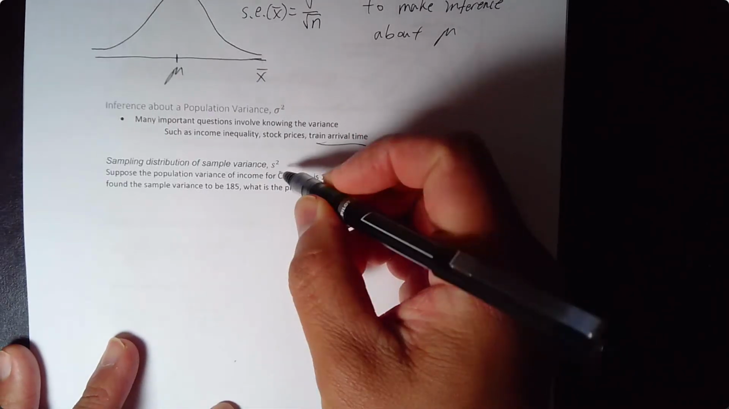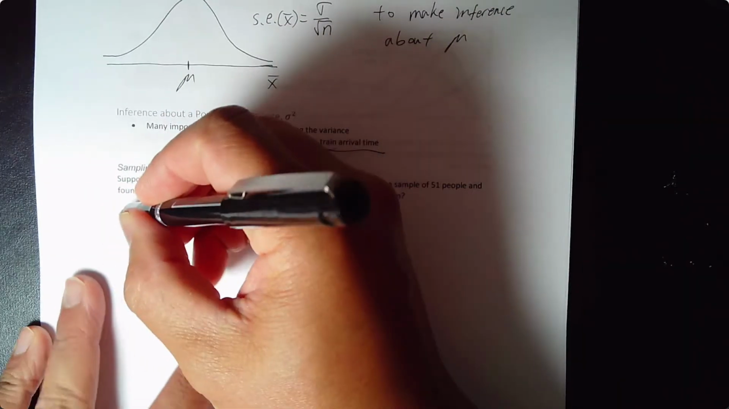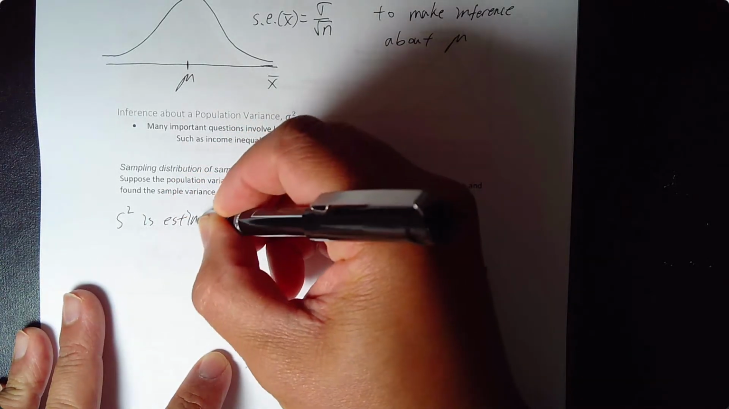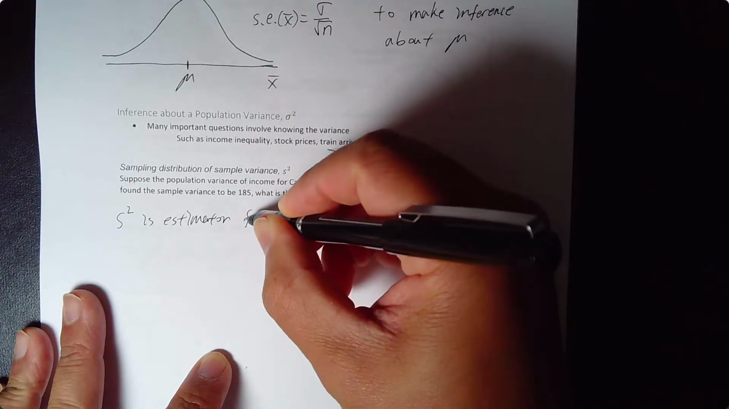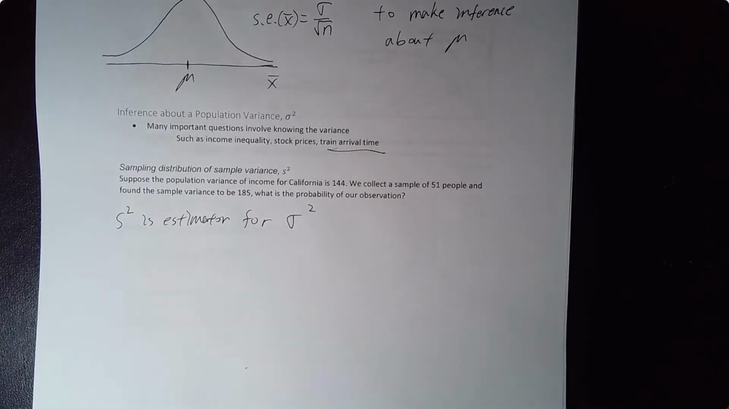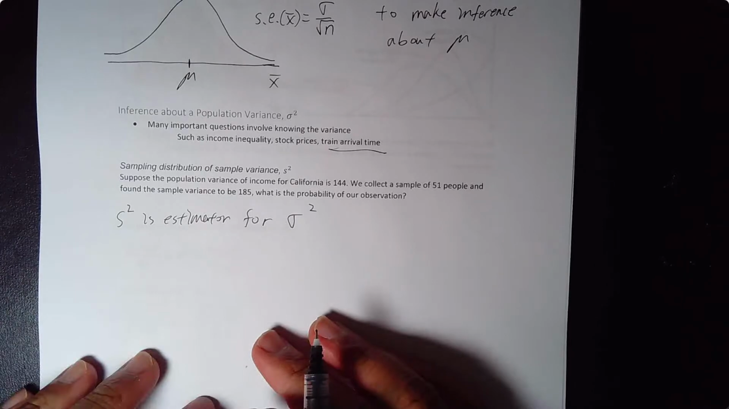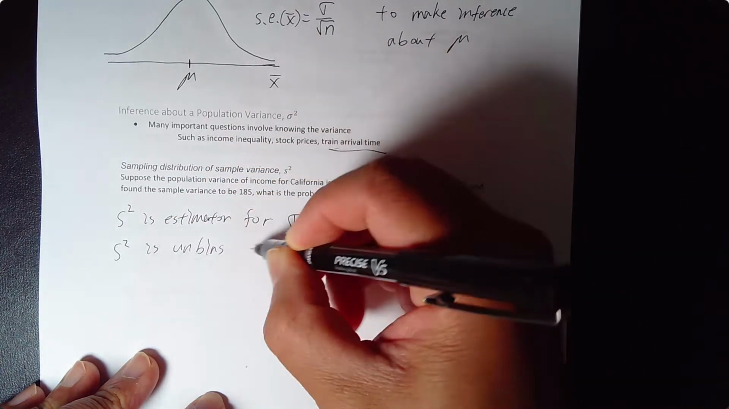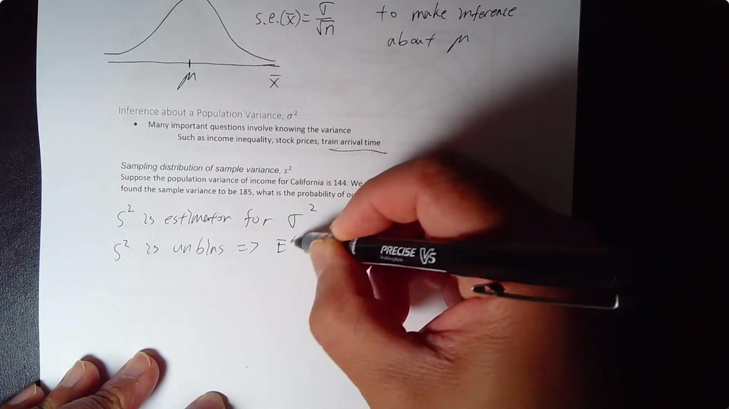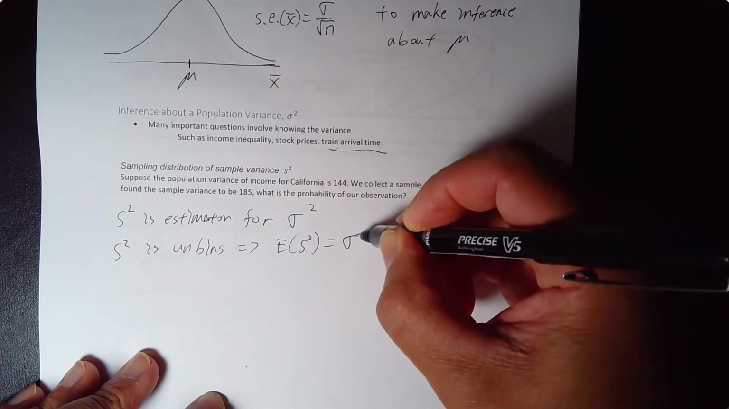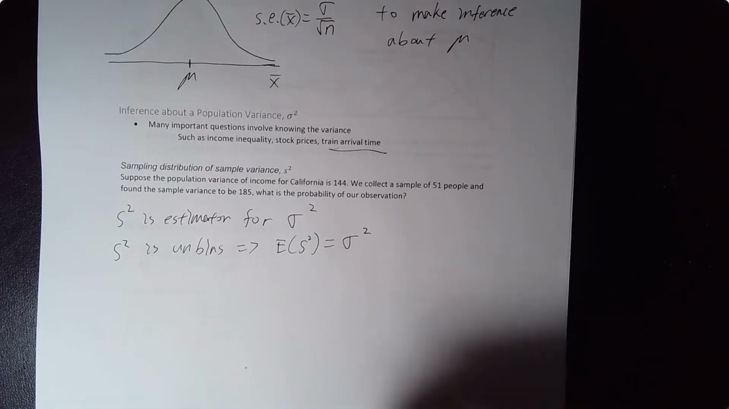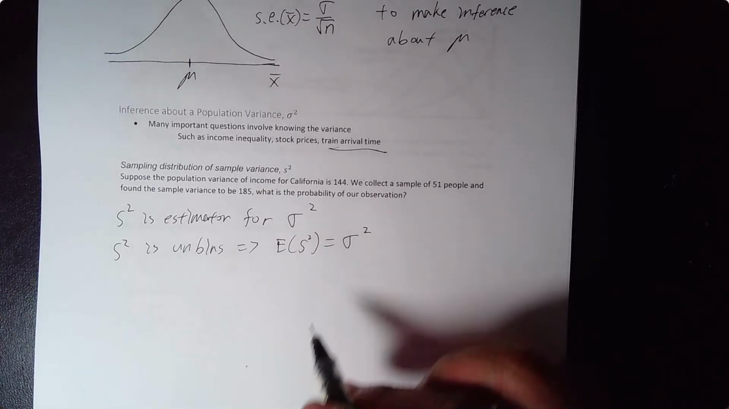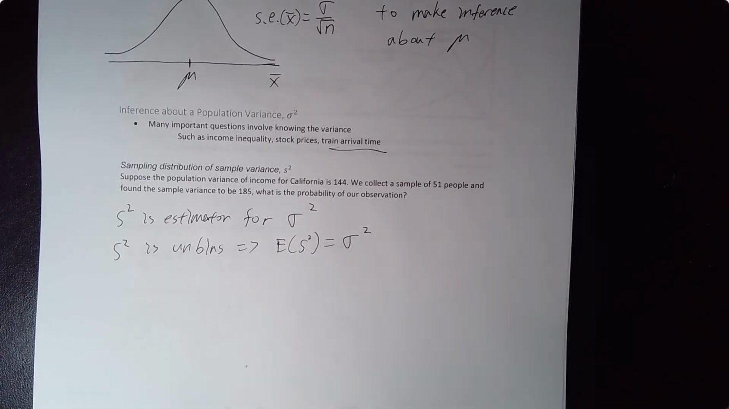Why the sample variance? Because S squared is the estimator for sigma squared. Now, why is S squared the estimator? Well, because S squared is unbiased. What that means is the expected value of S squared equals sigma squared. We didn't prove this. If you go into a higher level statistics class, this is what you will prove mathematically, but we don't have to do that. We can take this as given.